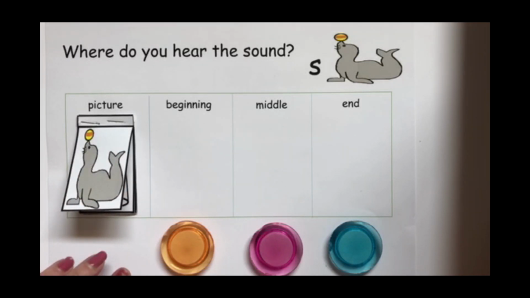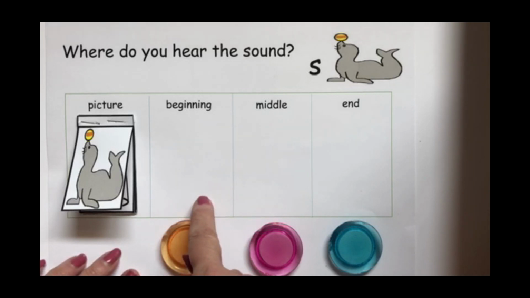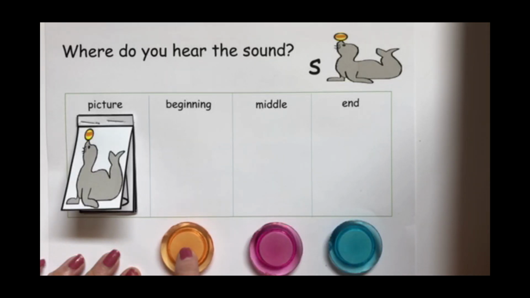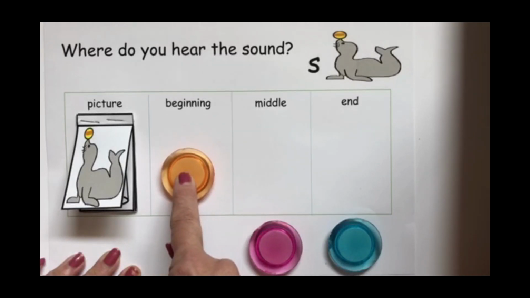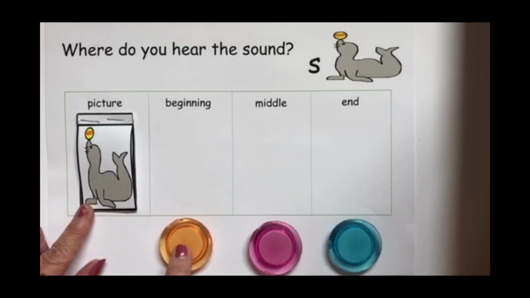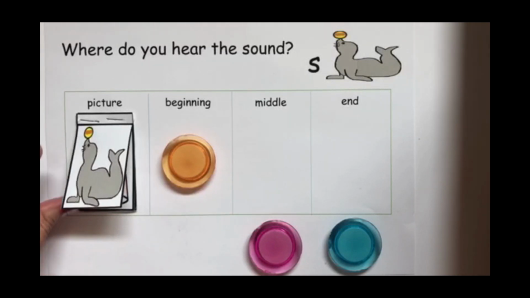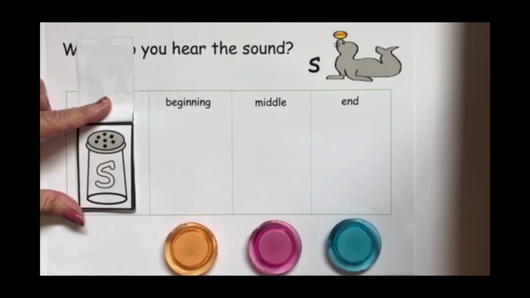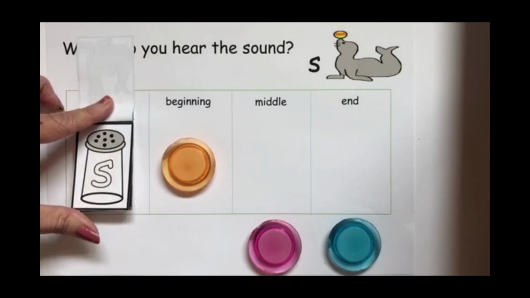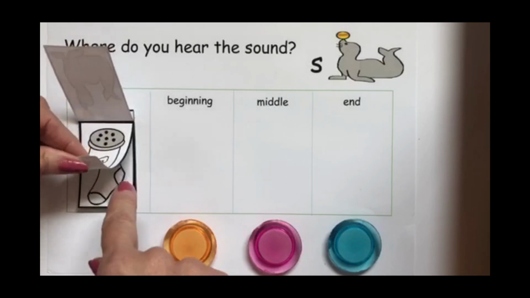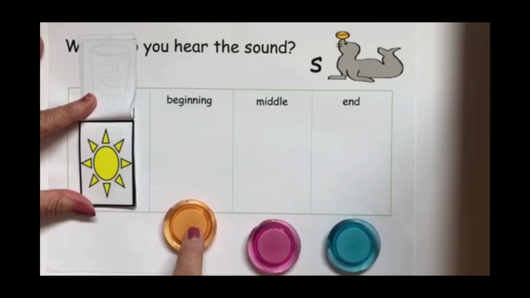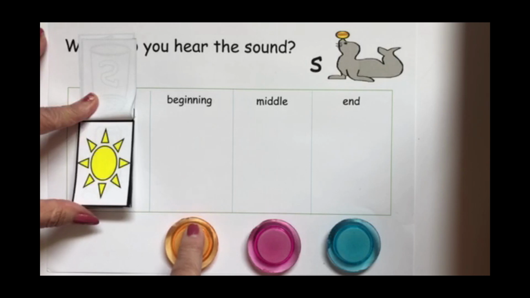Ask your child, where do you hear the S sound? In the beginning, in the middle, or in the end? And then have them push up the magnetic circle for where they hear the sound. So seal is at the beginning. Push it back down. Ask them salt. Where do you hear the S in salt? Again, the beginning. Have them push it back down. Sun. Where do you hear the S? Have them push it up and then take it down.